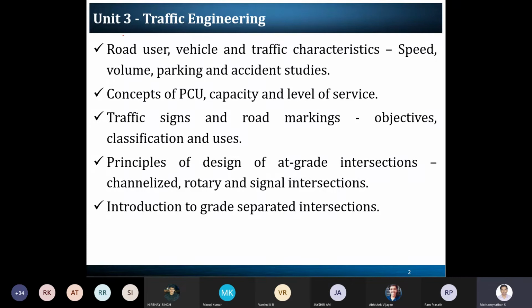In today's lecture, we are going to start our third unit, which is traffic engineering. Your subject CEPC20 is Highway Engineering and Pavement Engineering. Under Highway Engineering, as I told you, we are going to cover three major units.